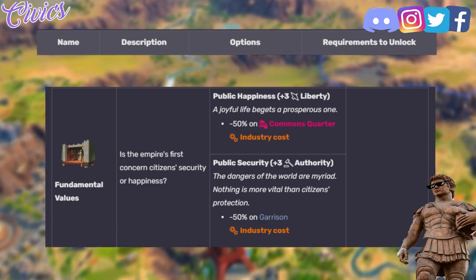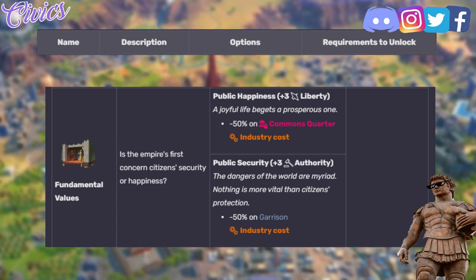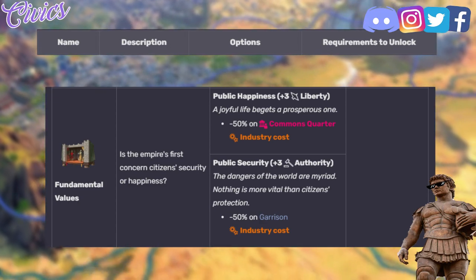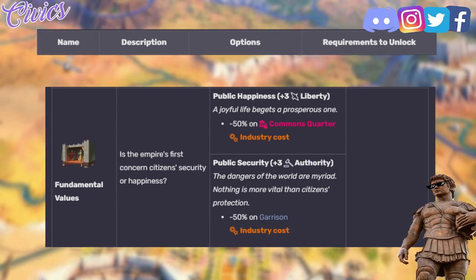Option B, public security, plus 3 authority. The dangers of the world are myriad. Nothing is more vital than citizens' protection. Receive minus 50% on garrison industry cost.